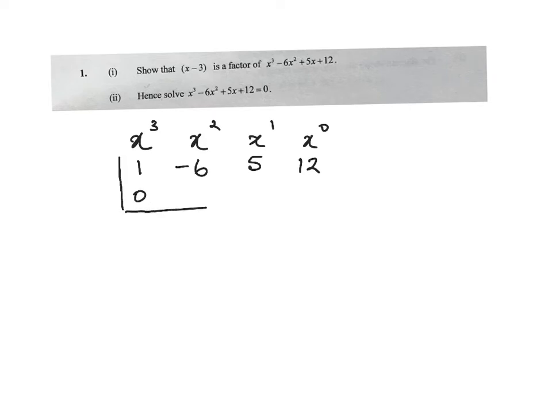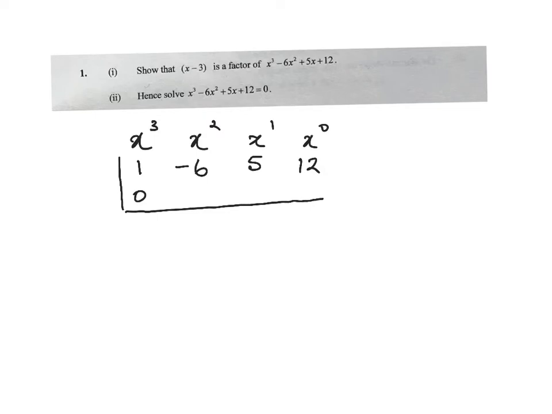Question 1. What we need to do is to set up a table. So x cubed, x squared, x to the power of 1, x to the power of 0. I've got 1x cubed minus 6x squared, 5x and 12. My table looks like that.